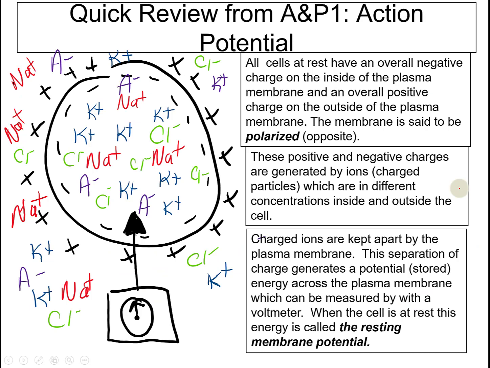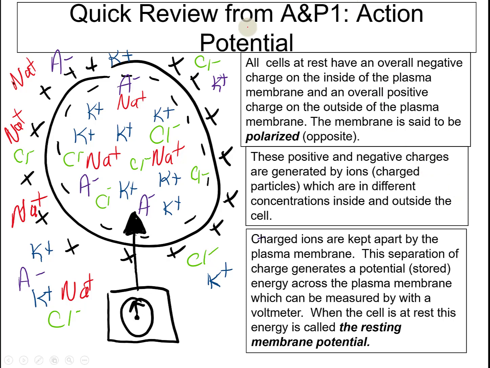So in AMP1, we went over action potentials when we talked about the muscular system. And this is just a quick review. So if you do find this confusing, I recommend you go back to your textbook and go over the generation of action potentials in the nervous system and also in the muscular system. But this is just a quick review to try to remind you.